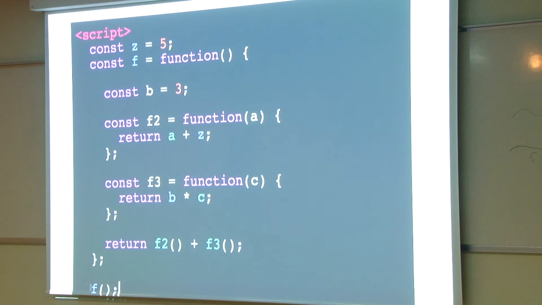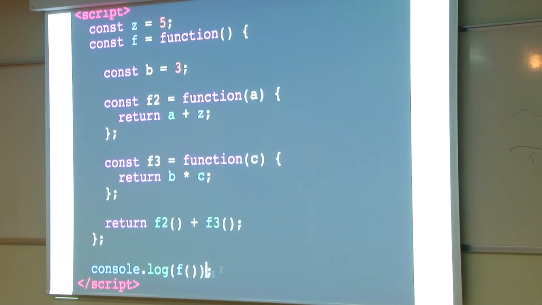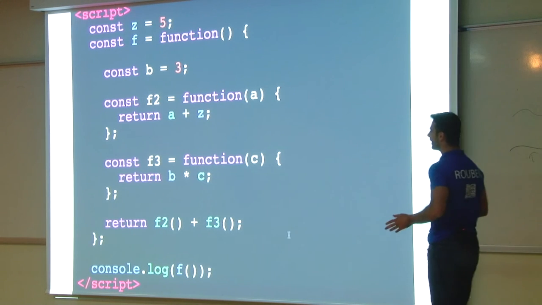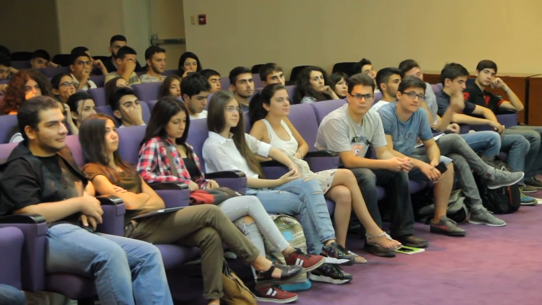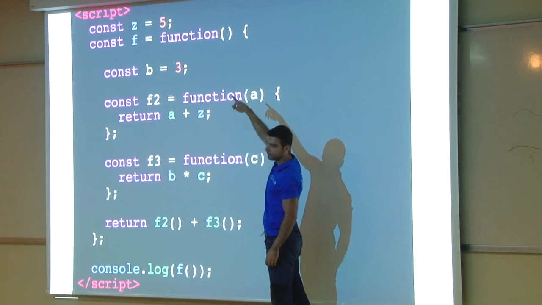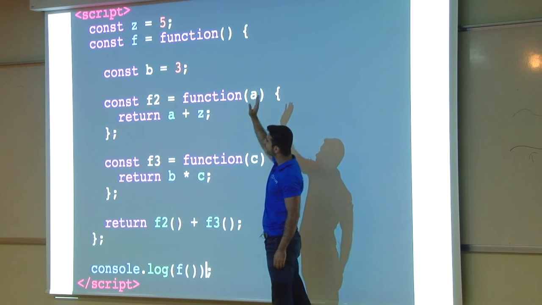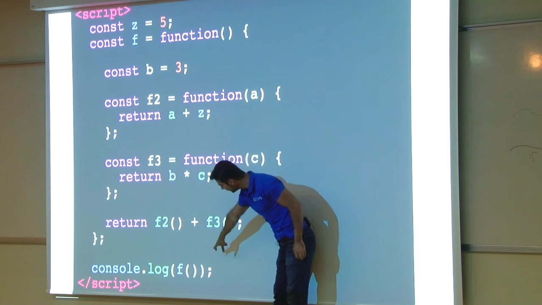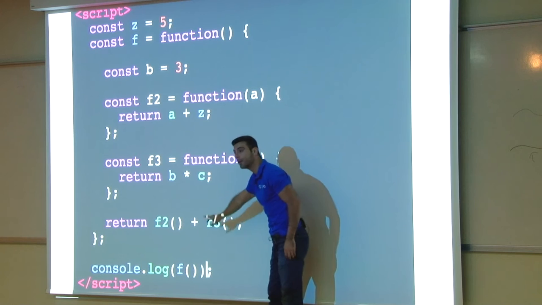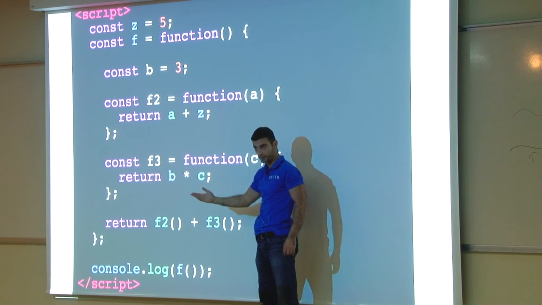So then I call f, and I print it. Console.log f. There. Okay, so it's not hard. Just break it up into parts. So we create a z, we put a 5 in it. We create an f, we put this big function in it. Then we print calling the function. So whatever the function returns is what we will print, right?